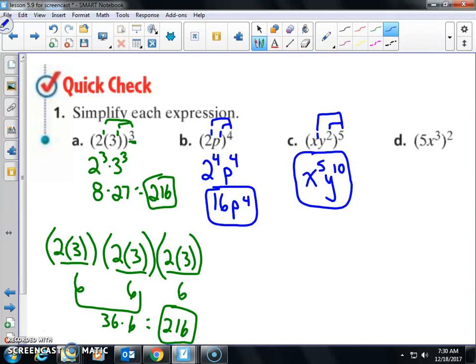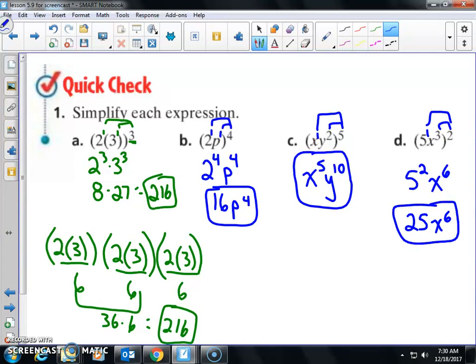The 5 has an exponent of 1. X already has an exponent of 3. Inside exponent times x outside exponent. So now I have 5 to the second power, x to the sixth power. 5 squared, or 5 to the second power, is 25. So I've got my answer here, 25x to the sixth.